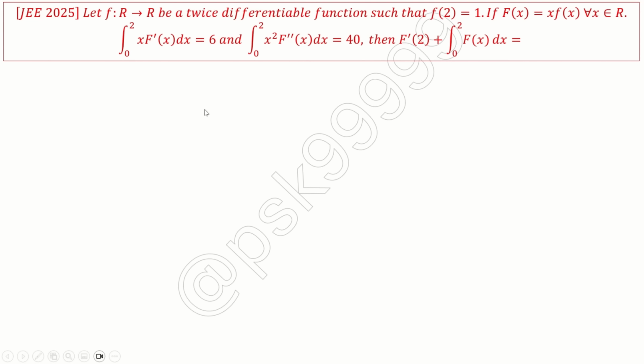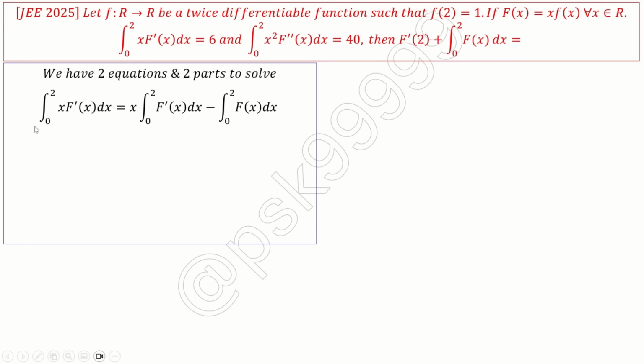Okay, so you are given two equations, you need to get two variables, right? So you take the first one. The first one is the integration from 0 to 2 of x f'(x) dx, which, if I apply integration by parts, will become x times the integration from 0 to 2 of F'(x) dx minus the integration from 0 to 2 of F(x) dx. So this is the integration by parts rule.